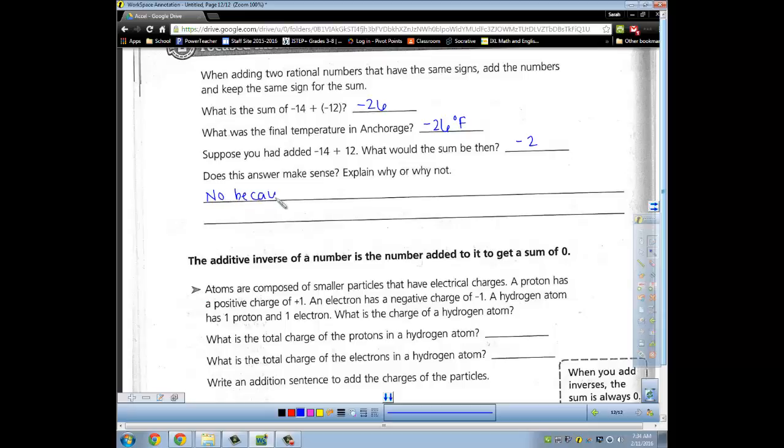The reason is because the sum would be a higher temperature, and I'm just going to put temp for temperature. But we knew it needed to be lower since it was decreasing. So since we are at negative 14 and it was decreasing, we're not going to go up to negative 2. That doesn't make any sense.